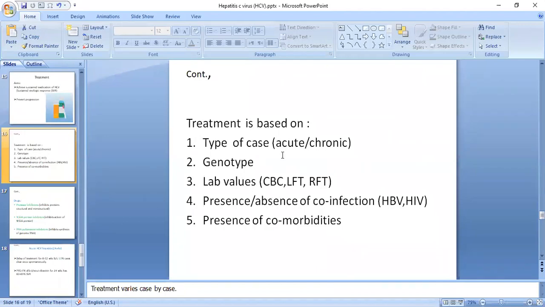So the treatment varies case by case. It depends on whether it is acute hepatitis or chronic hepatitis, which type of genotype is present, at what level the liver functions are disturbed, and whether there is any other comorbidity present or not. So the treatment depends on various factors.